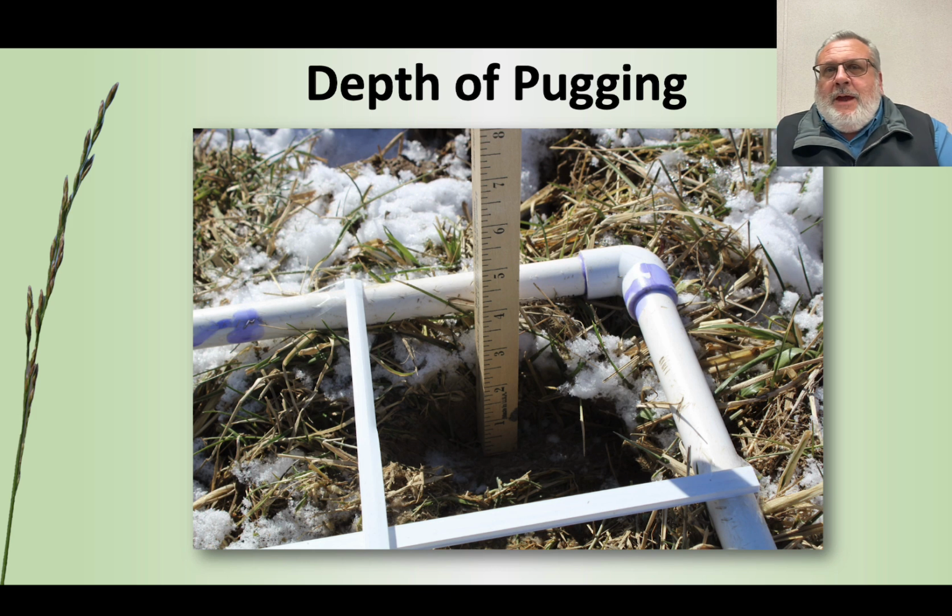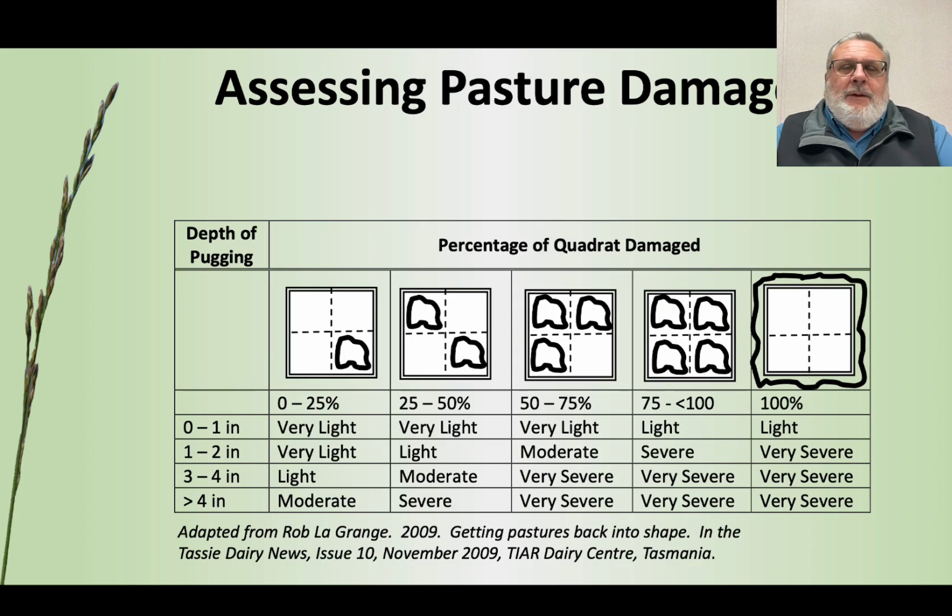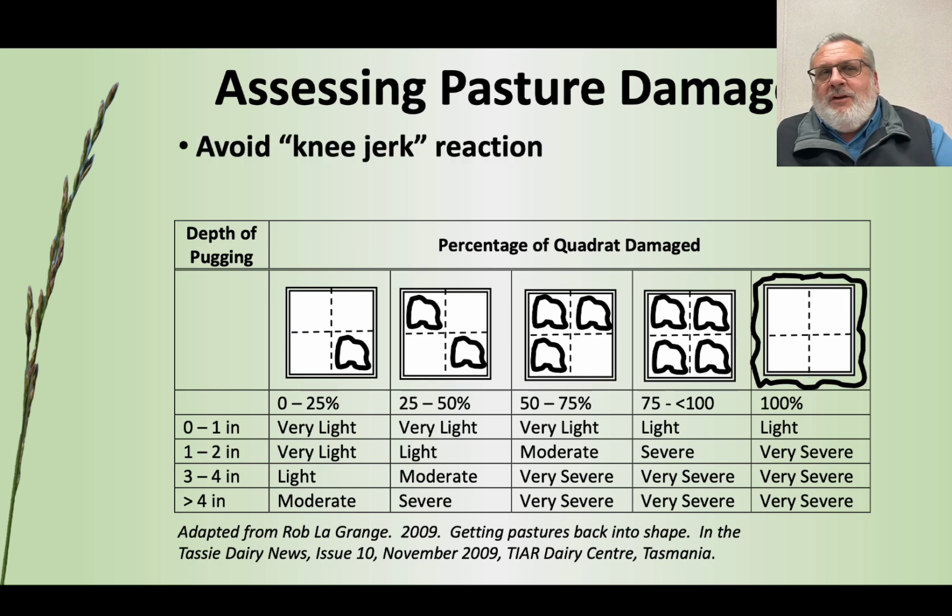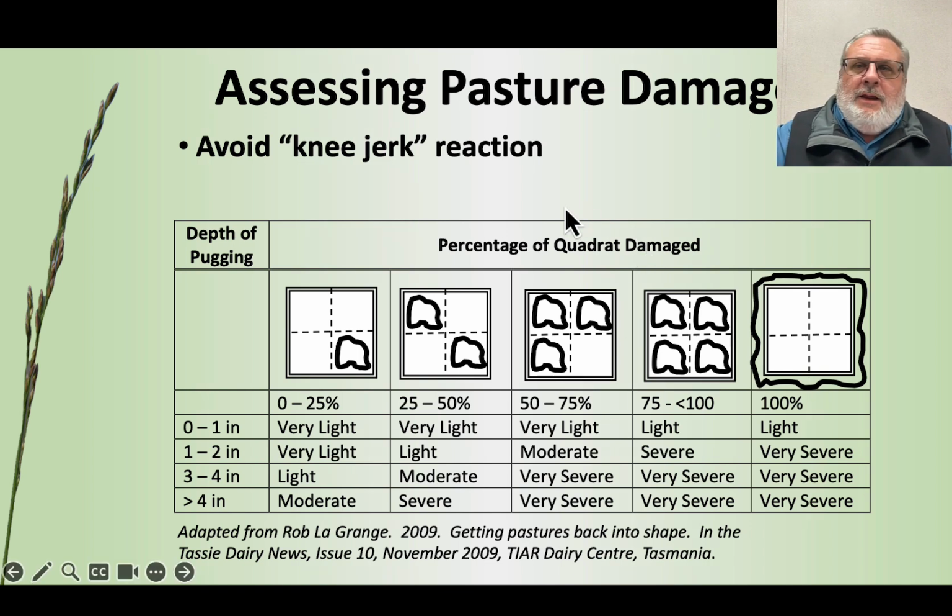The other thing that we look at is how deep that disturbance is. Is it an inch or is it 4 inches? The depth of the pugging impacts how severe that damage is. And then we can put it into this table. What this table does is it helps us avoid making a knee-jerk reaction to that damage right around that hay feeding area. We look at the percentage of damage here on the top, and then we look at the depth of pugging here in the first column.